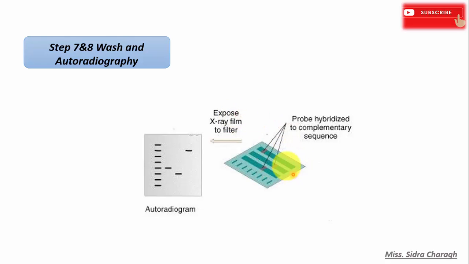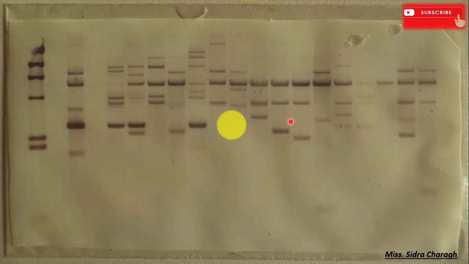Then the hybridized regions are detected autoradiographically by placing the nitrocellulose membrane in contact with photographic film, which shows the hybridized DNA molecule. The pattern of hybridization is visualized on X-ray film by autoradiography. And here is the final autoradiogram obtained after Southern blotting, which looks something like that.